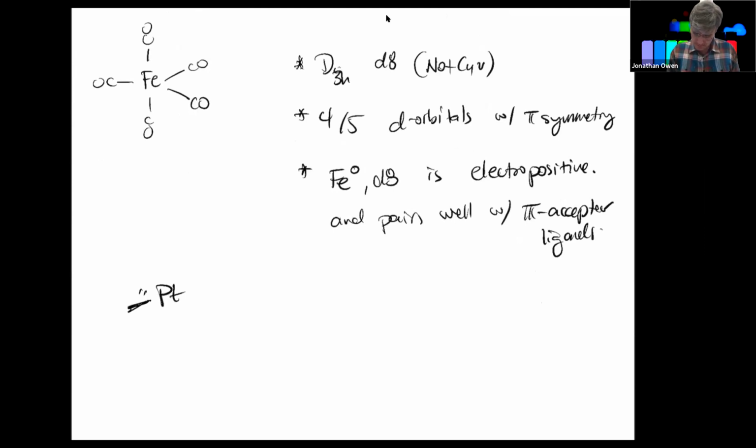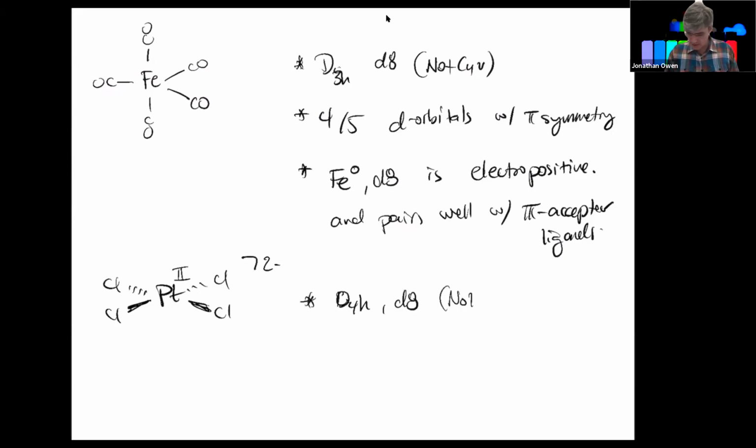Platinum. Tetrachloroplatinate. It's a wonderful compound. Beautiful blood red color. Not 3-, sorry, 2-. This is platinum 2. It's D4h. It's d8 also. It does not take a tetrahedral shape. It has 3 out of 5 orbitals with pi symmetry.